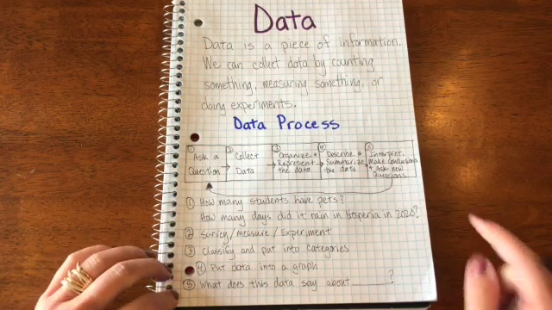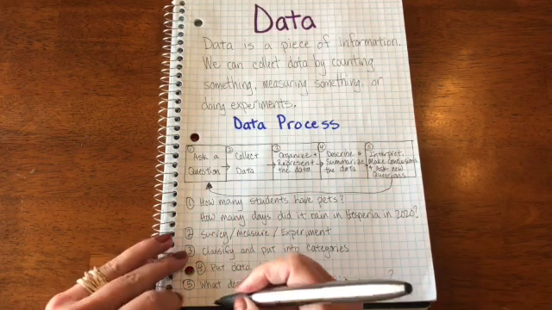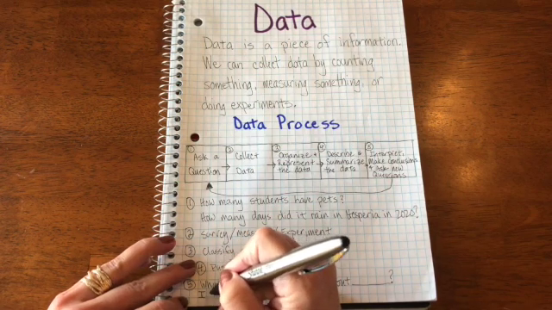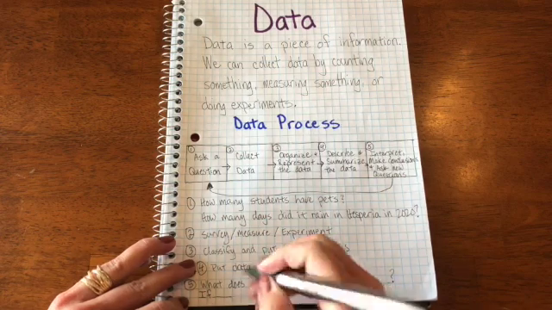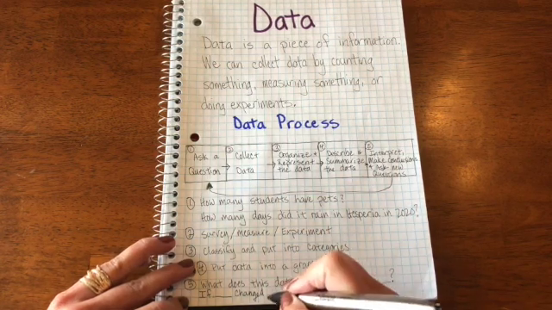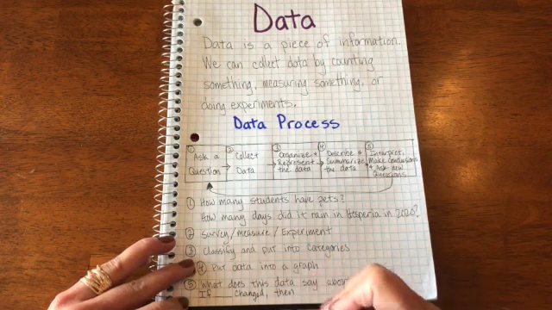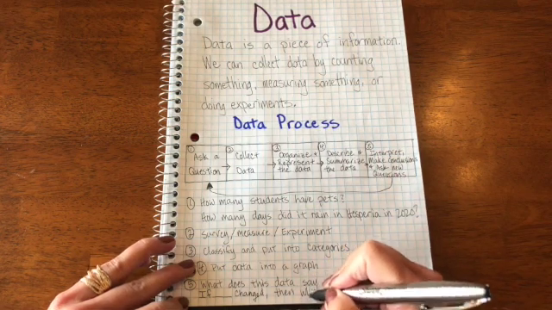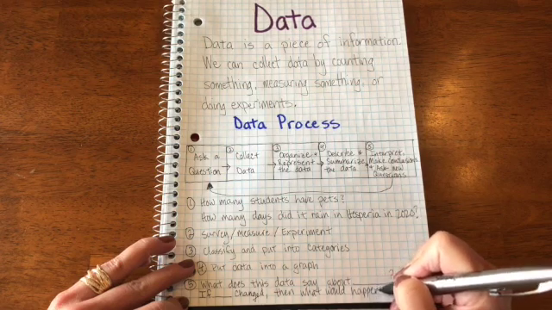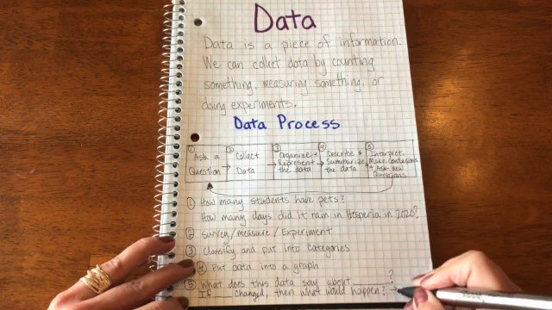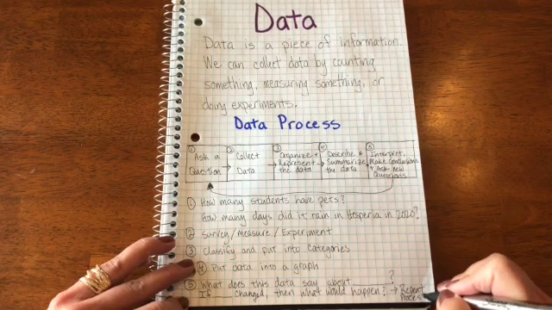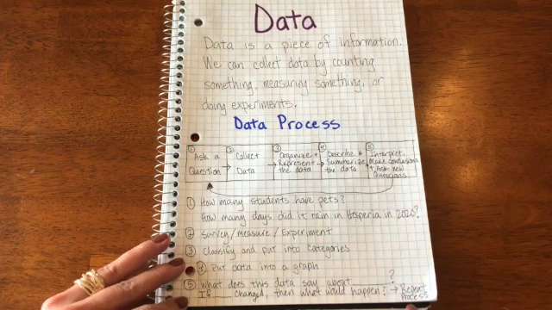Then if you ask a new question, you're going to ask yourself, if this changed, then what would happen? And then you would repeat the process. I know it's a little small, but it says repeat process.